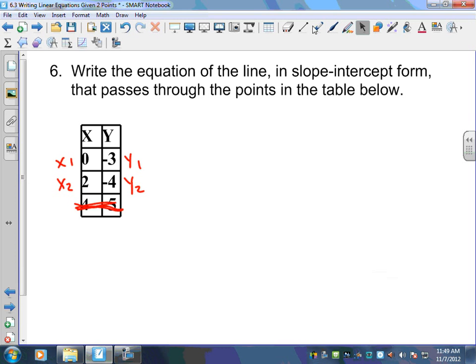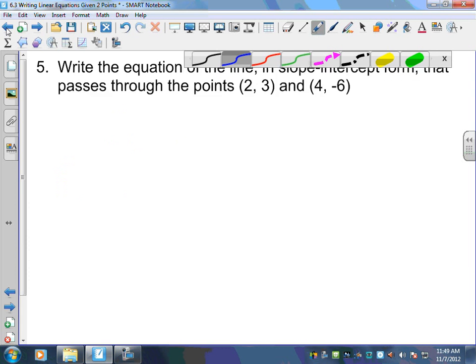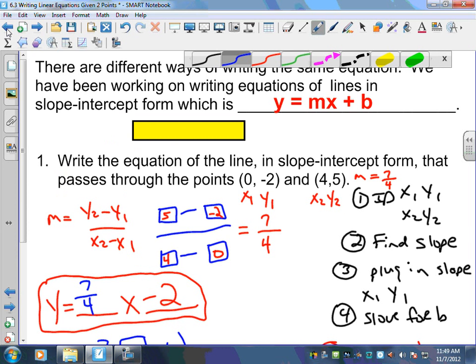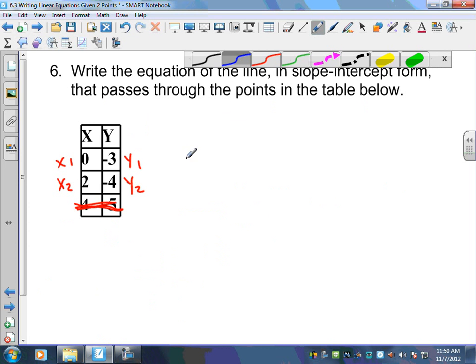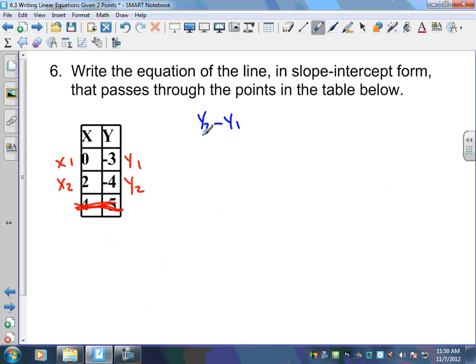Okay, so now, what do I do next? Let's go back to the list. The list said identify x1, y1, x2, y2. I did that. Now the list says find my slope. So, y2 minus y1 over x2 minus x1. That's how I find my slope.